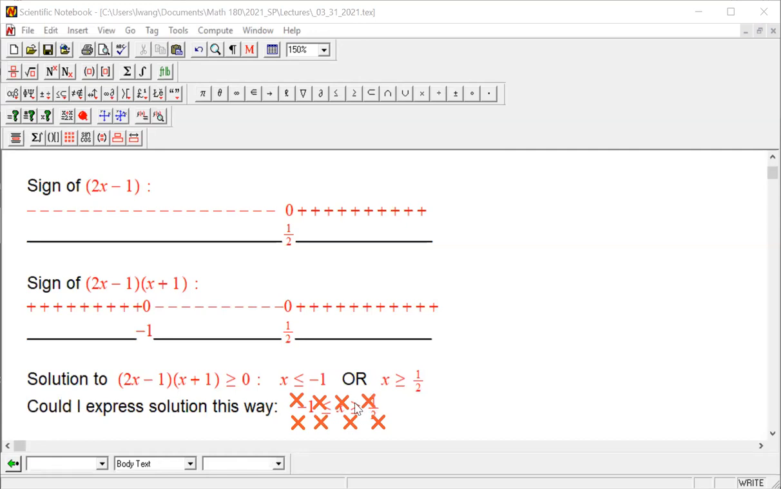Please don't. I saw this mistake many, many times. I would say I see this mistake every single semester, every time this topic is covered.